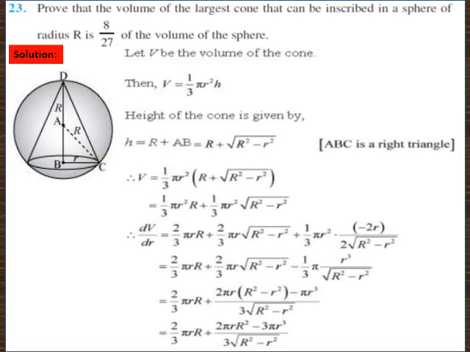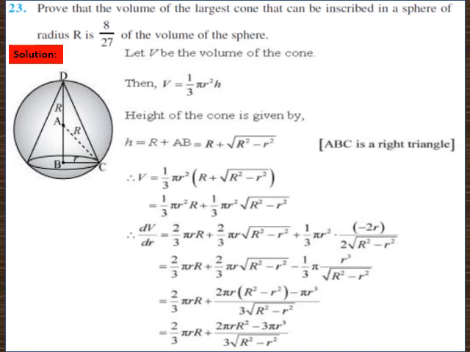Moving to question 23. Prove that the volume of the largest cone that can be inscribed in a sphere of radius R is 8 upon 27 of the volume of the sphere. Now we have to find the volume of the cone. So our function will be the volume of the cone. Clear? And the sphere is fixed. The radius is given to be R.